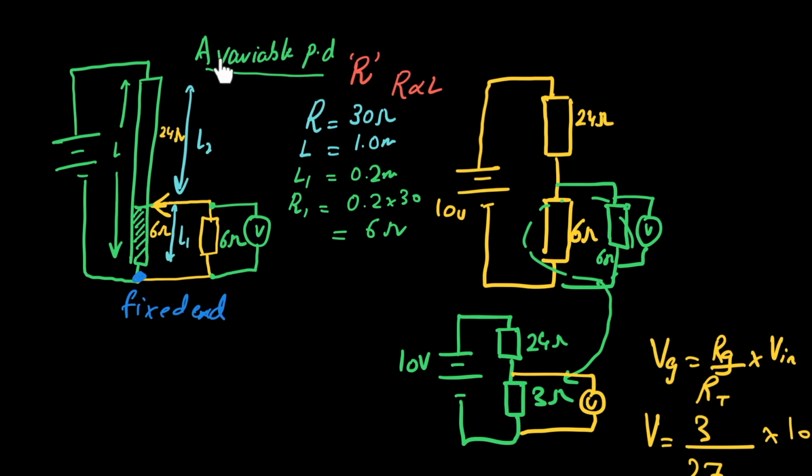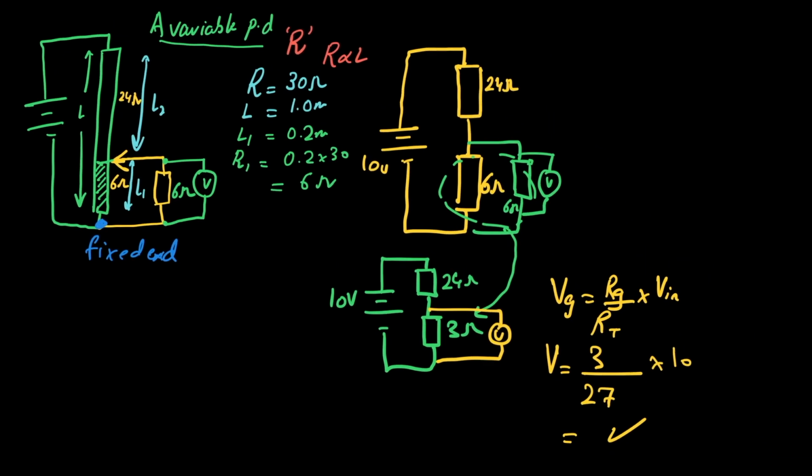That is why we call it a variable potential divider, because you can vary this voltage by moving the jockey up or down. Remember, the fixed end is what plays the role, and then all of this calculation that I've done is eventually what's going to get you to the right answer. Clear? Brilliant stuff. So that's it for this lecture.